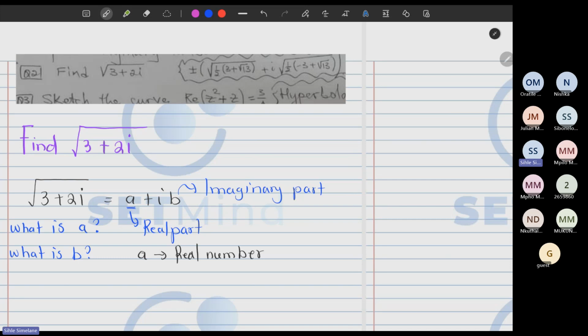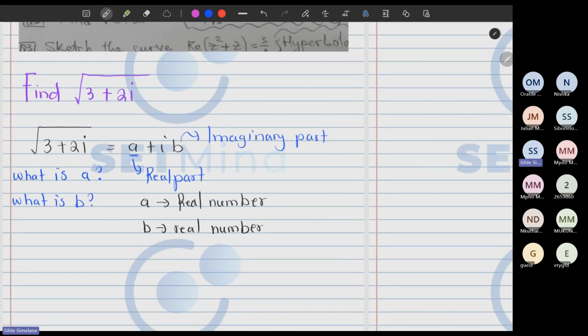After taking the square root, we will have the form a plus ib. And remember that b is also a real number. b is a real number, but it is the imaginary part. There's a difference. On its own, b is a real number, meaning it is some number which your sibling would know. It has no i, and the same goes for a. a will be the real part, b will be the imaginary part, but both a and b are real numbers.